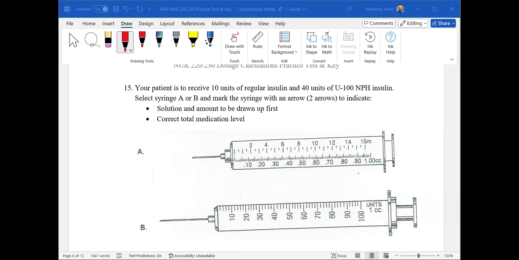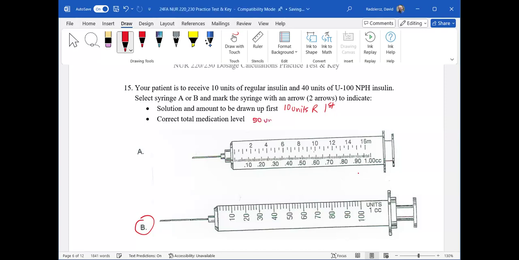So first of all, you always want to make sure you choose the correct syringe. And then when you're marking this, you want to look at a couple things. It says your patient receives 10 units regular insulin and 40 units U100 NPH insulin. You want to mark the solution and amount to be drawn up first. So I always make this note and I'll say 10 units regular first. I would just write that down if they ask you this question. And then your correct total medication is just adding those 2 units together, right?